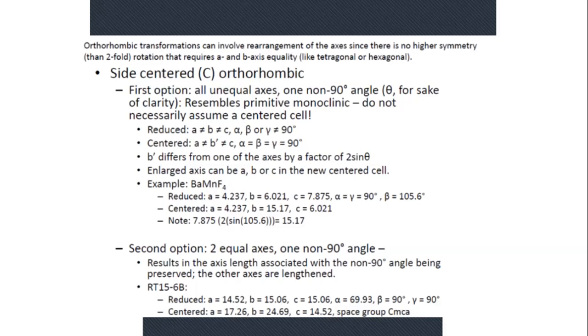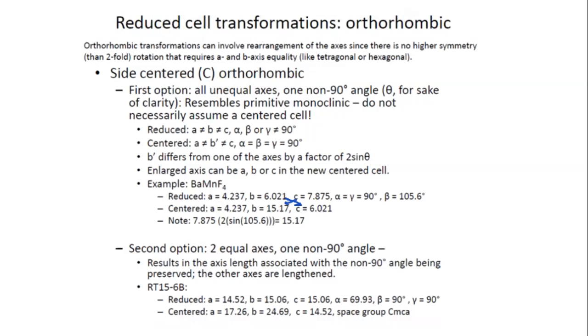And what you've got to note here is that when we do a centered cell, the b axis and the c axis switched because we did C centering. And notice that the b axis on the centered cell is roughly twice the c axis on the reduced cell. And the way they get that is by using this equation here.